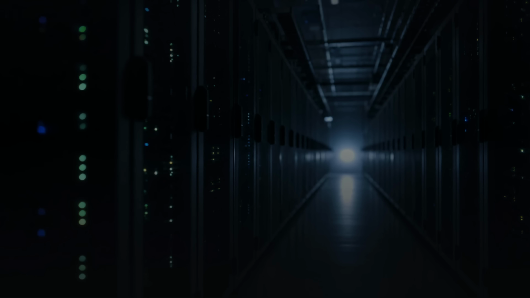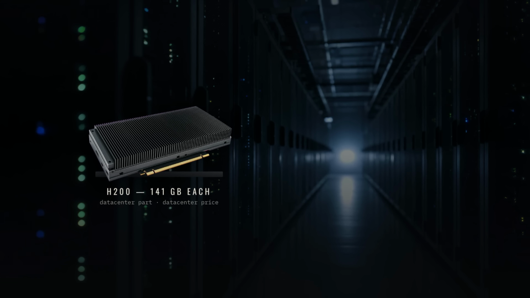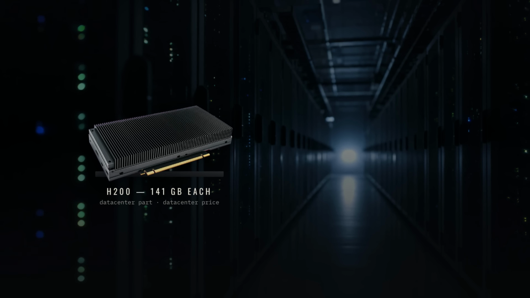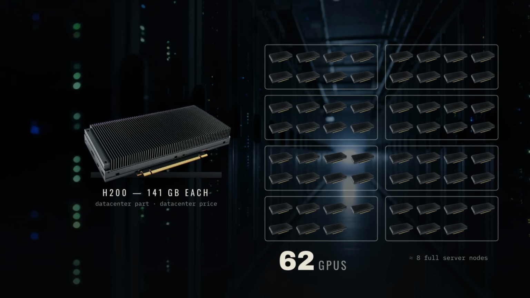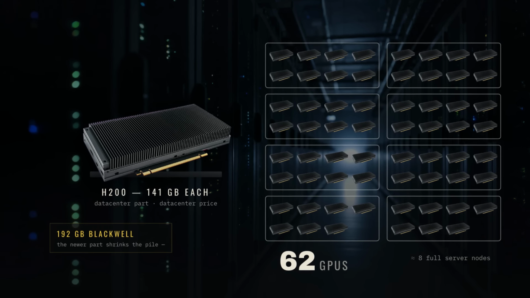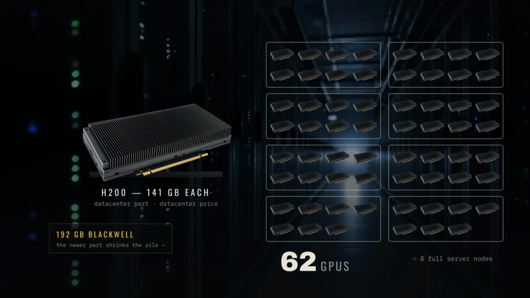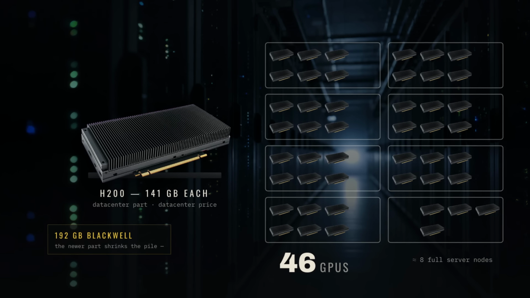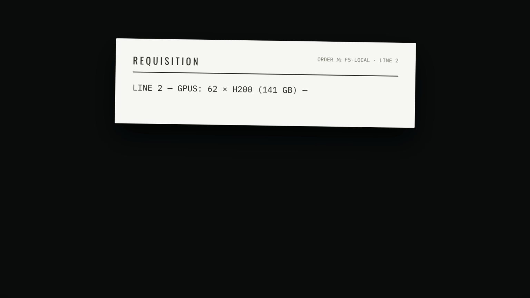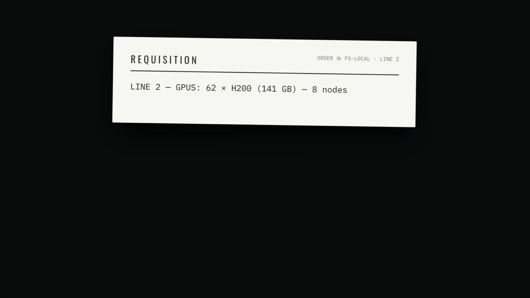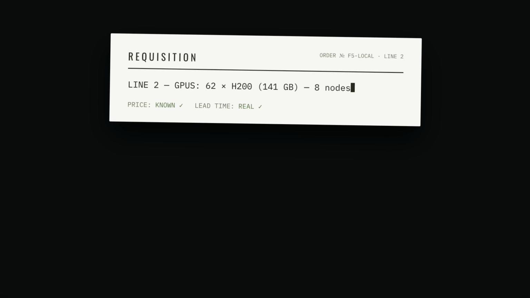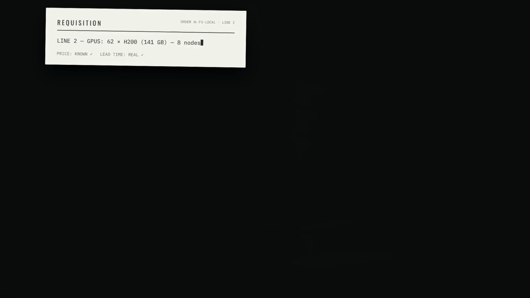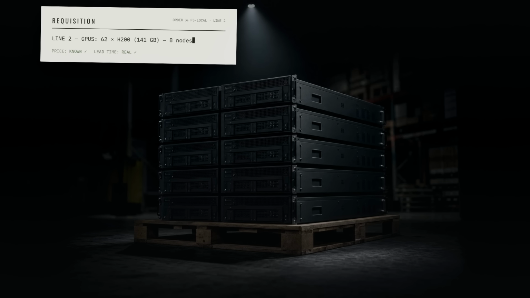Forcing this order into the data center, where an H200 holds 141 gigabytes, brings your total down to about 62 GPUs, or roughly 8 full server nodes. And even if you manage to grab the newer 192 gigabyte Blackwell parts, that pile only shrinks to about 46 GPUs. The uncomfortable thing here is that none of this hardware is exotic or theoretical, because every single component has a known price and a real lead time, turning an abstract memory footprint into a very literal, very expensive pile of metal you have to acquire.